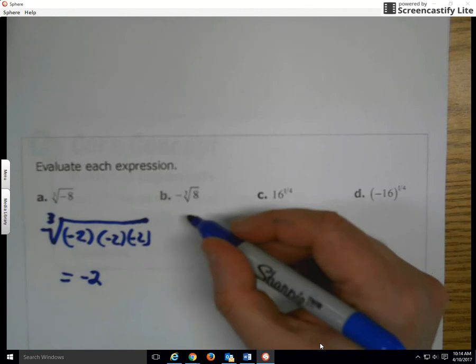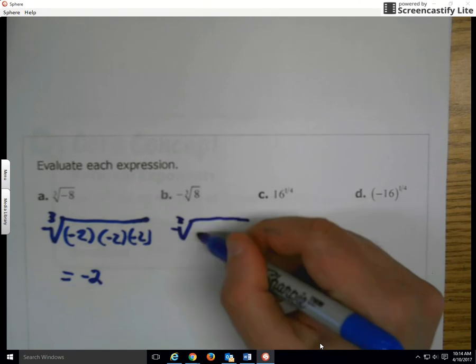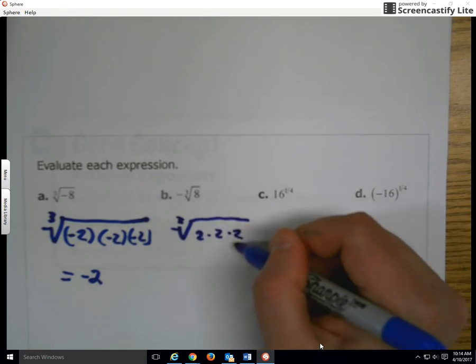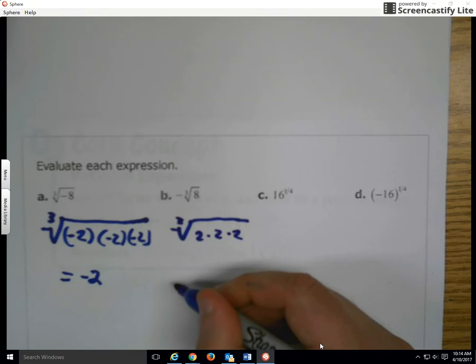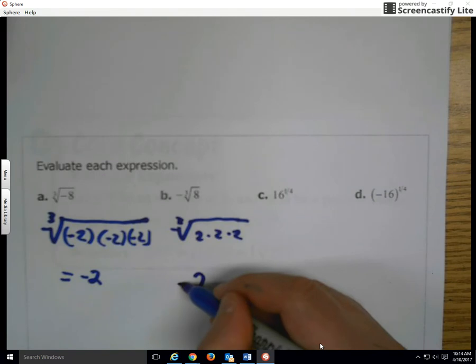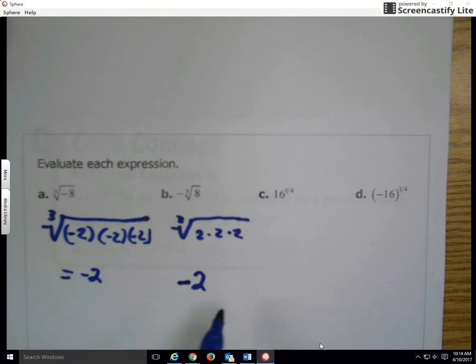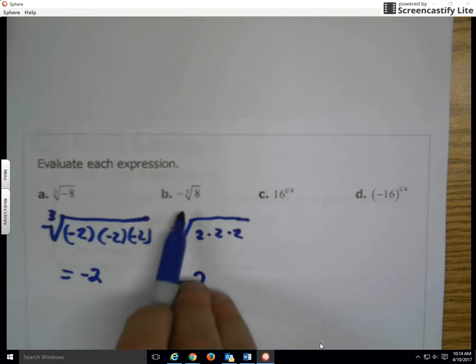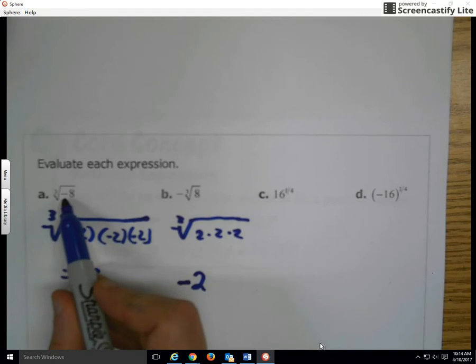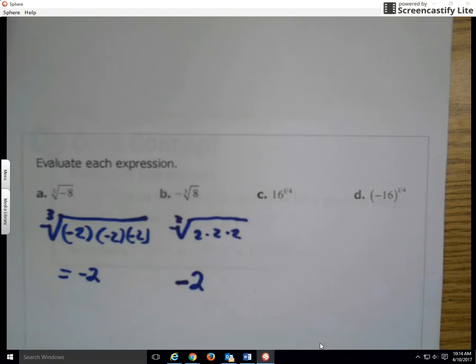Let's look at this one here. Very similar. We still have a 2 times 2 times 2 to get the 8, so we're pulling out a 2. We're going to pull out that 2 when we evaluate the cube root. But when we pull out the 2, notice there's a negative already there, so we have to attach the negative to it. So this answer and this answer are the same. They're both negative 2, even though they look a little different. The negative's coming from the radicand in this one, and it's coming from outside the radical on this one.